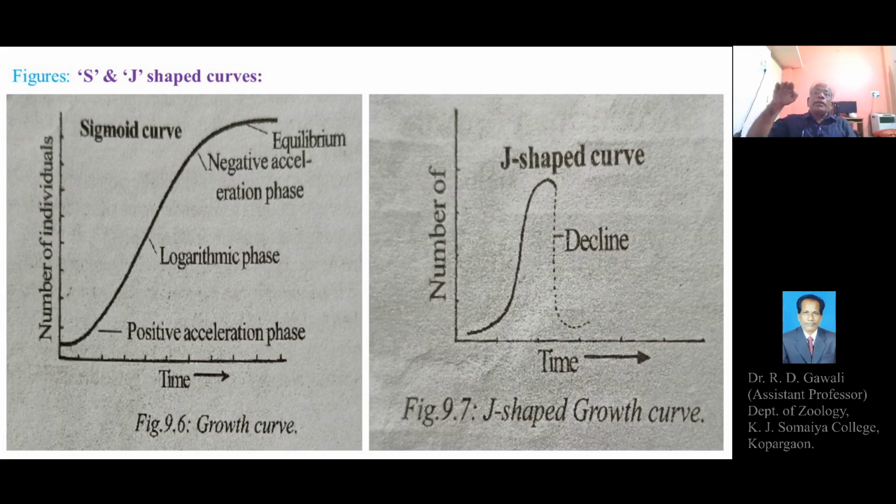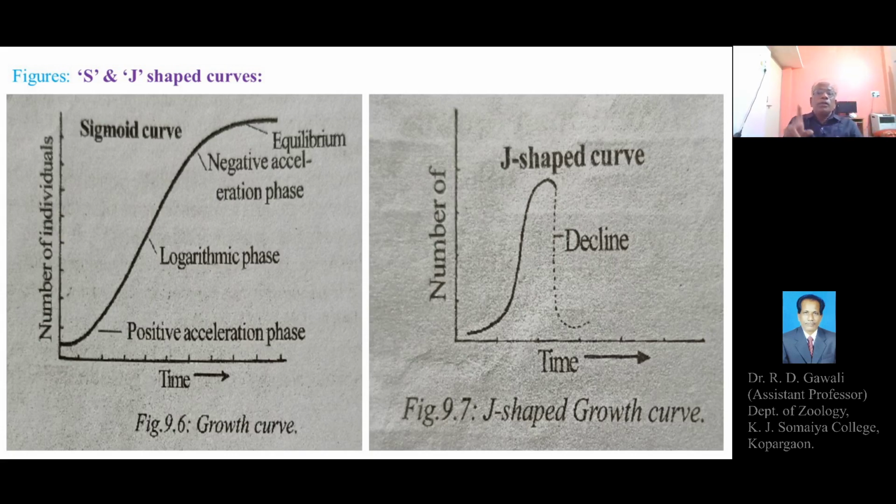Again, after that, in the fourth phase of the growth pattern, the number of individuals in a population remains stable, meaning there is no further increase or decrease in the population. This is called the equilibrium level. So the curve appears in the form of an S shape, or a sigmoid curve. This type of curve is called a sigmoid curve.